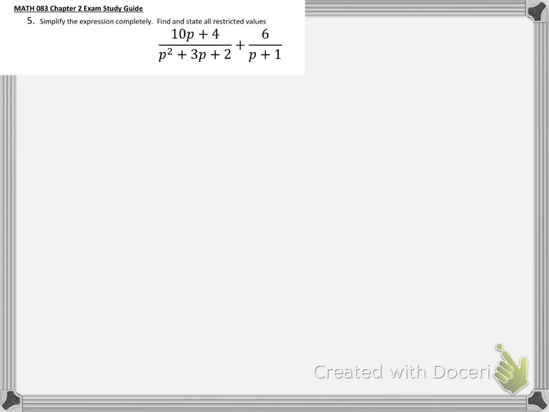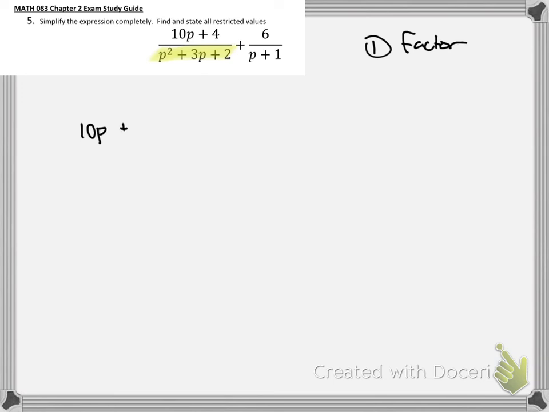So in this problem, we're asked to simplify an expression with two fractions, and you might notice that each fraction has a different denominator. So just like when we add 1/2 plus 1/4, we need to find our LCD. So before I find my LCD, I'm going to have to factor my denominators. So p plus 1 is fine. I don't really need to factor that. What I really need to factor is p squared plus 3p plus 2.